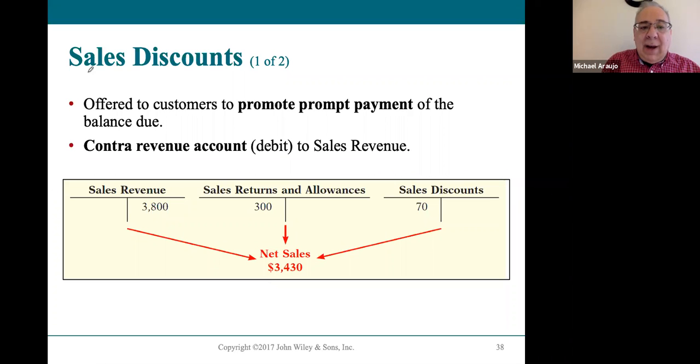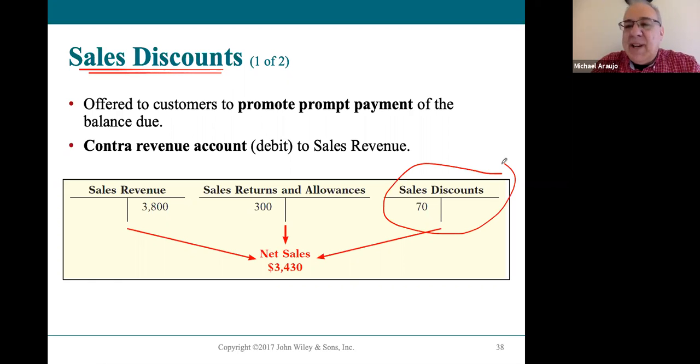Well, how does that discount look if you're the seller? Here's another account. Sales discounts is another contra revenue account that you're learning about today. It works very much like sales returns and allowances. It has a debit side balance to show that our sales revenue was reduced, in this case, because discounts were taken. Okay. It's important that we collect our money promptly.